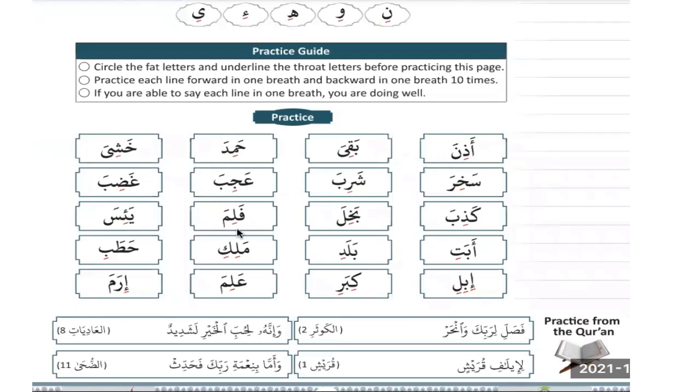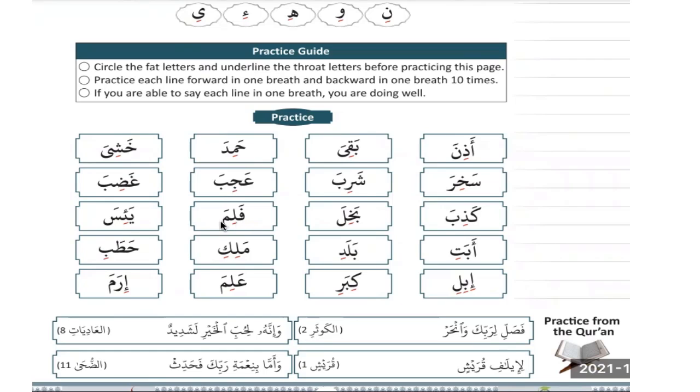And what do we use for the fa? We use the bottom lip and the front part of our teeth. Fa, like a flower. Very good. And for ma, what do we use? Mim, the dry part of our lips. Very good, mashallah.